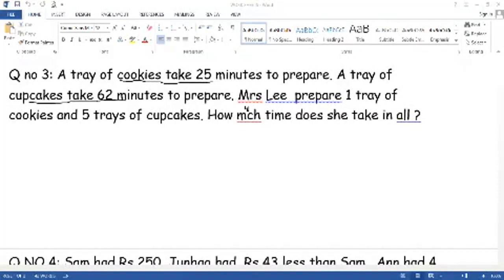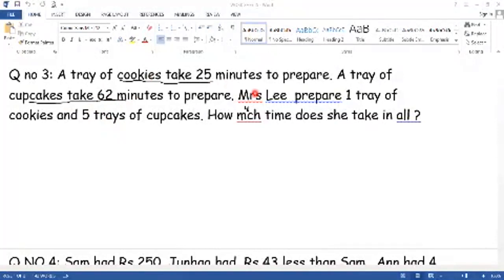Now in my test experience, I saw that the students start adding 25 plus 62. They just simply add these two numbers. Some are adding 5 plus 62. It means that you guys have no concept and you are just looking at the numbers and guessing what you need to do. Simply, I told you to translate it into your mind. Cookies time is 25 minutes and cupcakes time is 62 minutes.